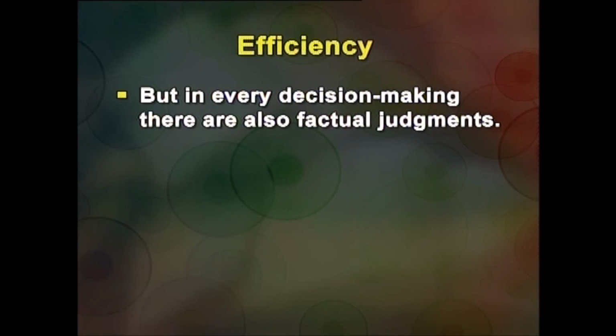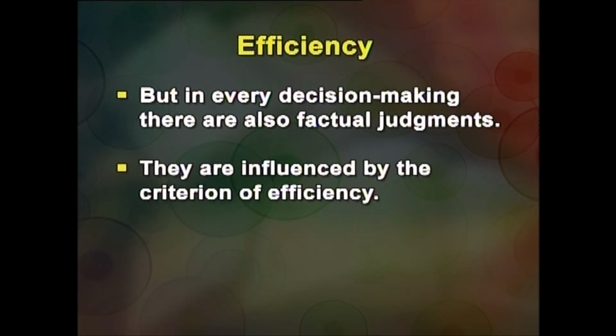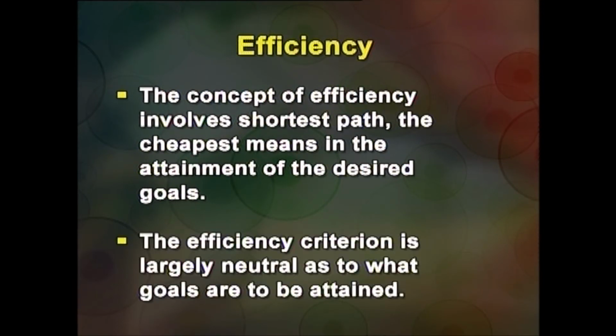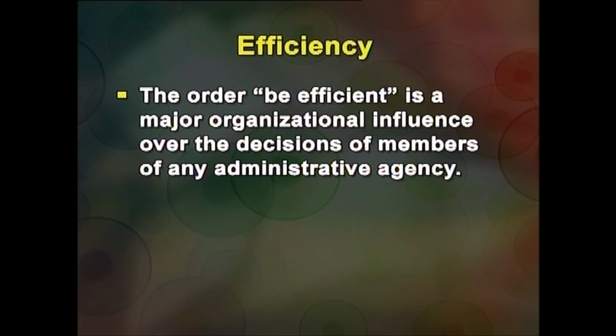Another important aspect is efficiency. This is the third point he said. In every decision making, there are also factual judgments. They are all influenced by the criterion of efficiency. The concept of efficiency involves the shortest path, cheapest means and the attainment of the desired goals. The efficiency criterion is largely neutral as to what goals are to be attained. The order to be efficient is a major organizational influence over the decisions of members of any administrative agency.